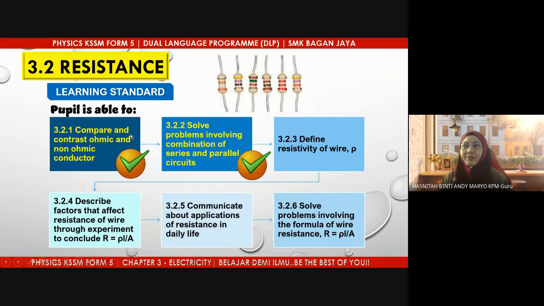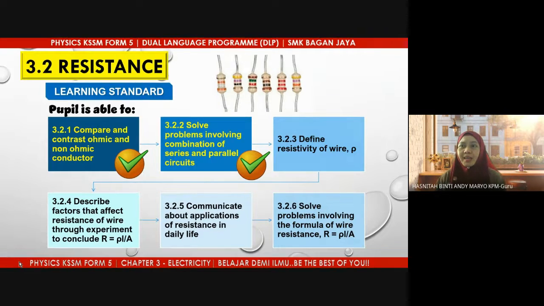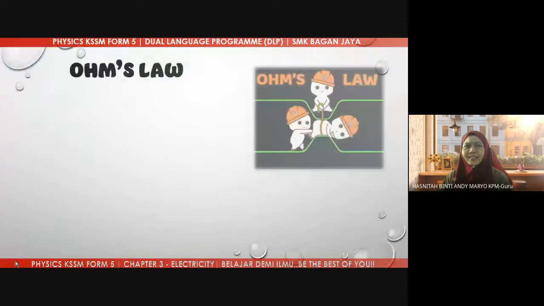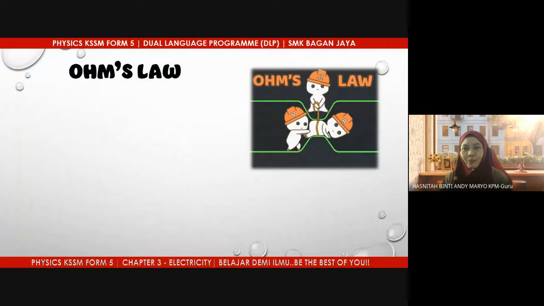So without further ado, let us begin with our first learning standard, to compare and contrast ohmic and non-ohmic conductors. Students, what is a conductor? Anyone have any idea what a conductor is? To conduct electricity, very good. A material which can conduct electricity. Example of a conductor?